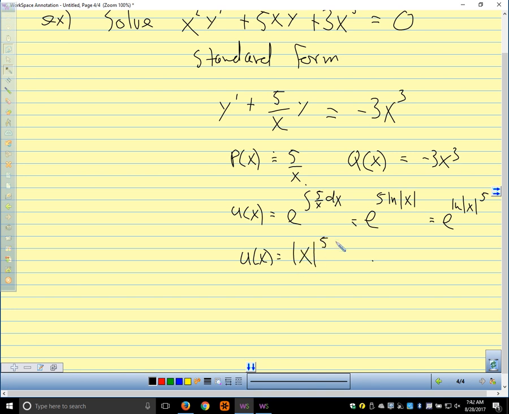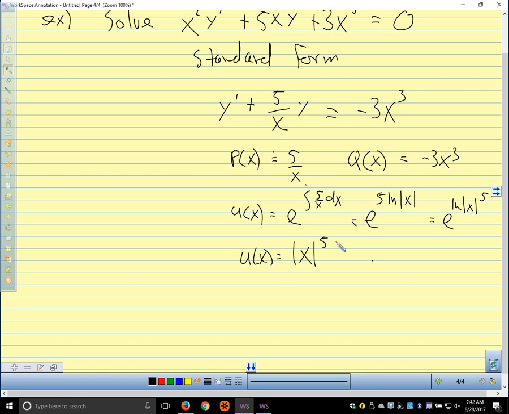Now, I'm going to say we can drop the absolute value. So why could we drop the absolute value? If x is positive, it doesn't matter, right? If x is negative, what are we going to do with this u of x in this technique, not plugging into the formula with the technique that I talked about before? We're going to multiply everything by u of x.